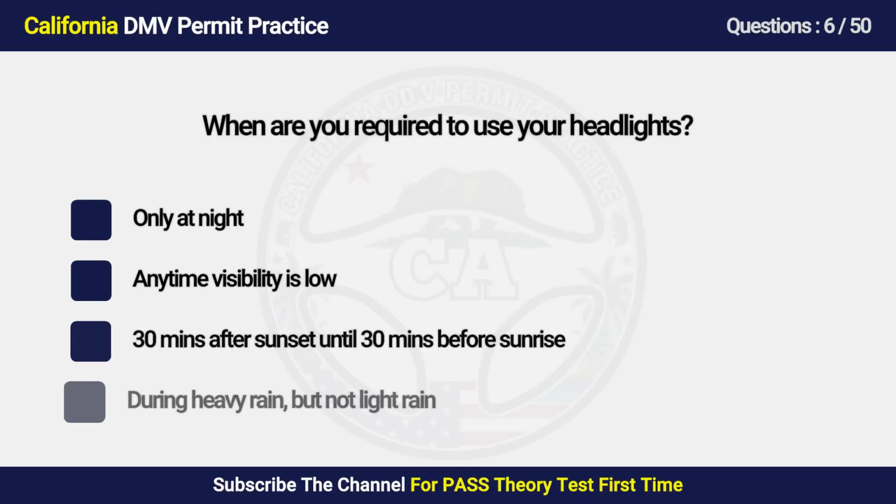Question 6. When are you required to use your headlights? A. Only at night. B. Anytime visibility is low. C. 30 mins after sunset until 30 mins before sunrise. D. During heavy rain but not light rain.